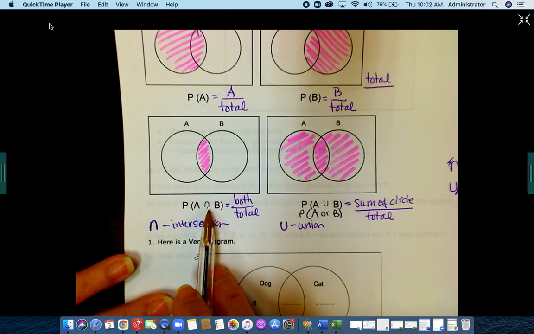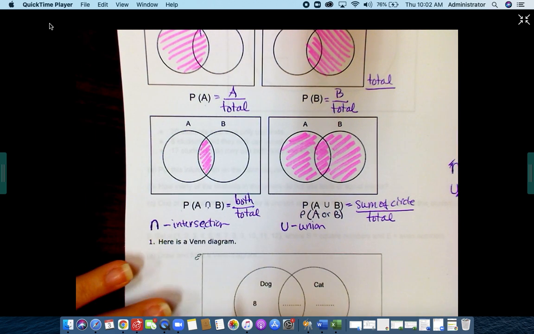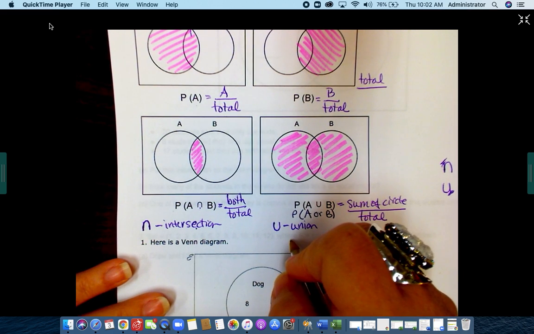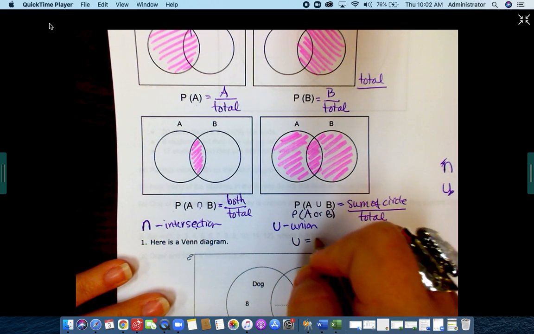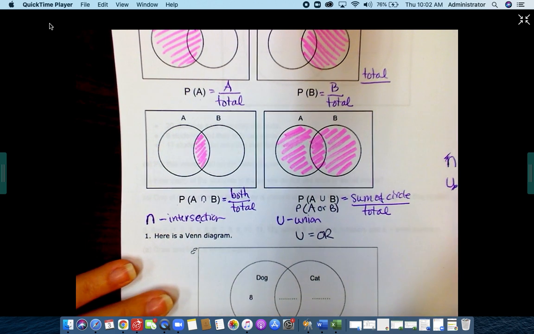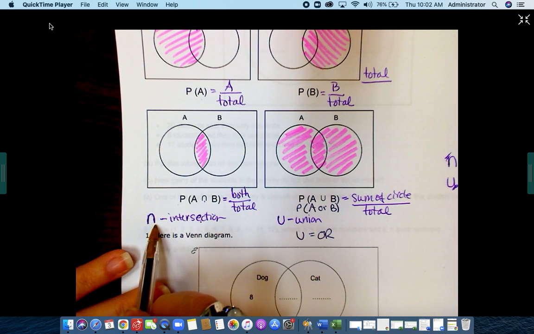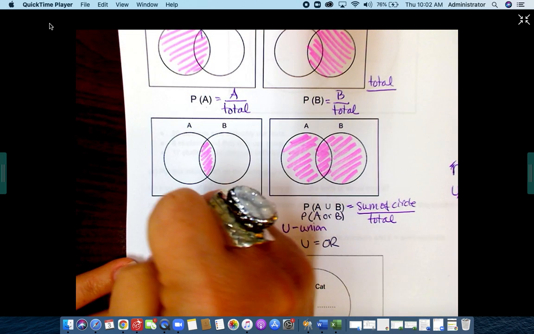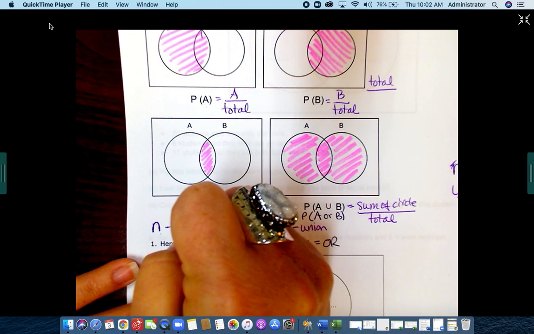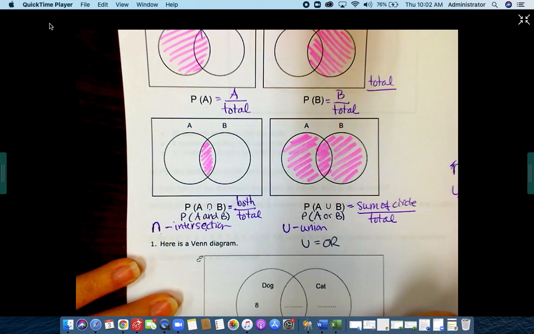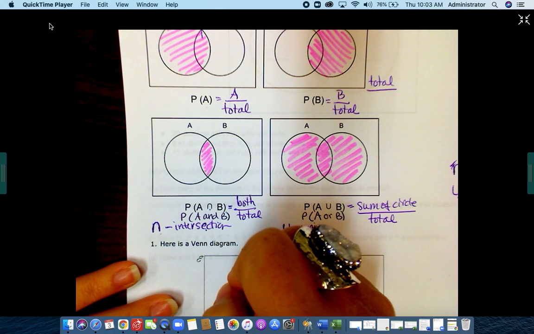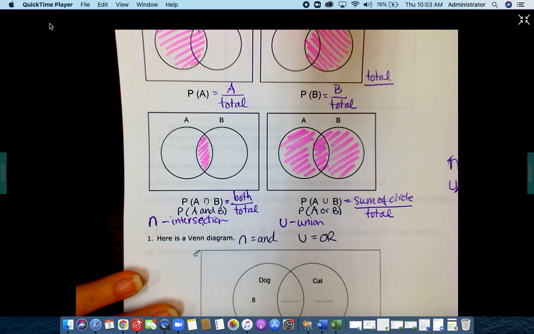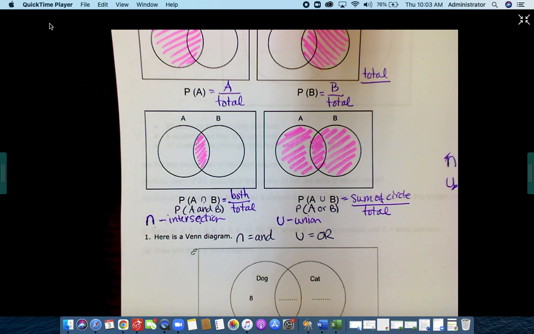If they say bride and groom, of course, that would be right here. So this union means or, so I want you to think union equals or. But intersection would be and. So this would be A and B. So you often will see probability of A and B. So in other words, the intersection means and. Okay, very important point there.